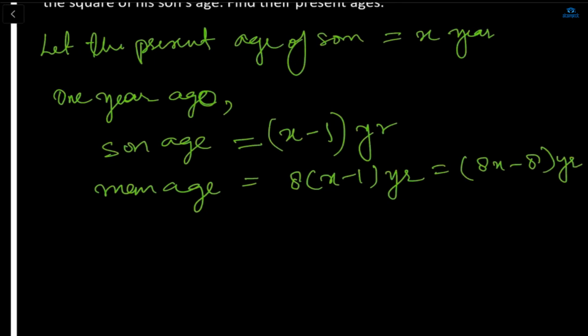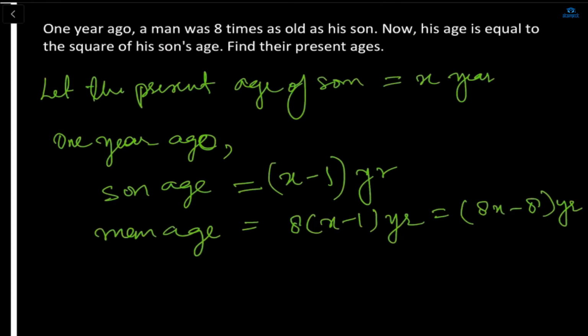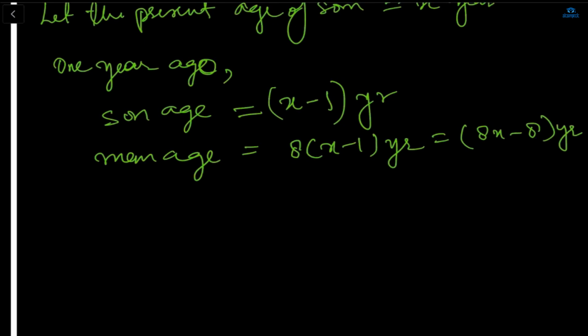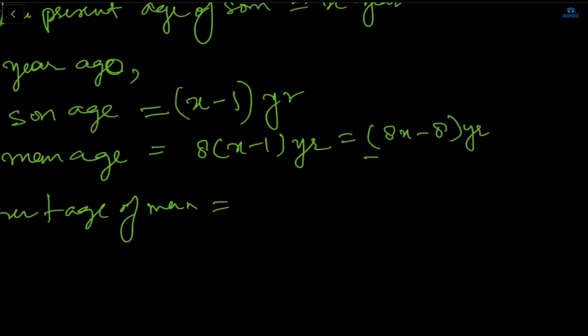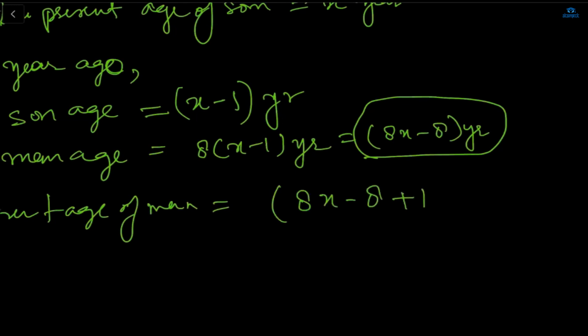Now what is given here? Now his age is equal to the square of his son's age. So the age of the man is equal to the square of his son's age. Now how will you find the present age of the man? See, 1 year ago, this is the age of the man. So present age will be 8x minus 8 plus 1. So it will be 8x minus 7 years, the present age of the man.